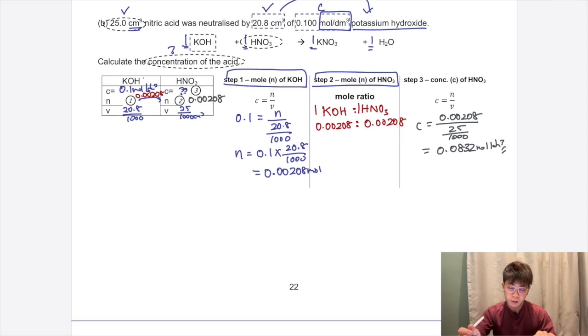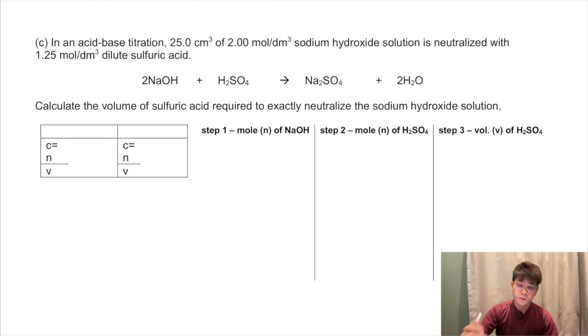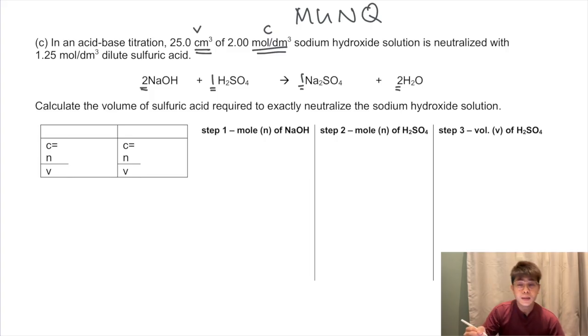Let's do one more example. Remember M, U, and Q. M, mole ratio. I see the mole ratio is 2:1:1:2, so I fill up the mole ratio. Next, units. I see cm cube, which I know is volume, so I write V. I see moles per dm cube, which is concentration, C. And moles per dm cube again, concentration, C.